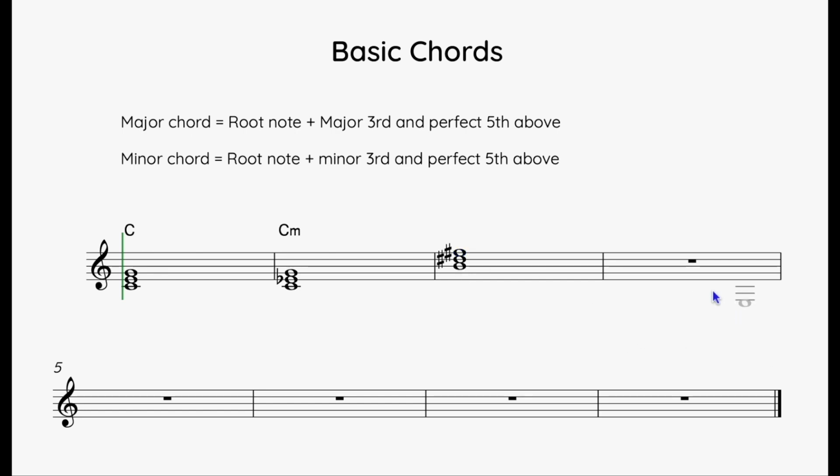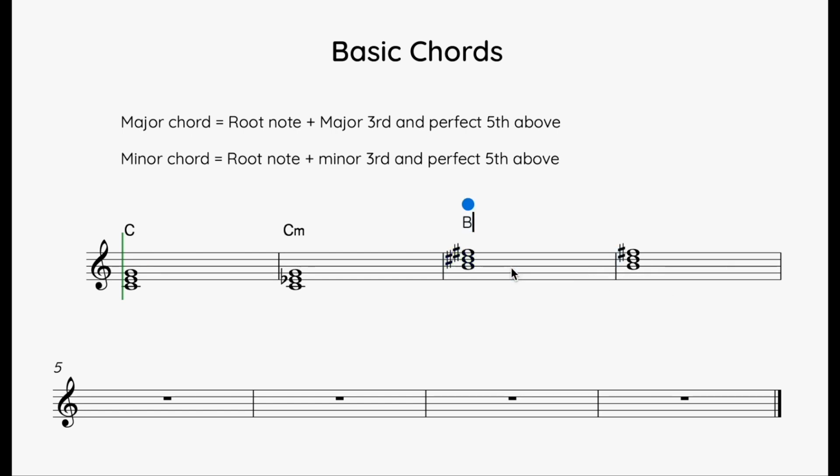And now, if we wanted B minor, we would have to start with the root note, but then instead of having a major third, we would need to have a minor third. So we would lower the D sharp down to D natural. Of course, if there's no other context, we don't have to actually write the natural sign. And we still need our perfect fifth though, so that'll be the F sharp. And so there's the chord.